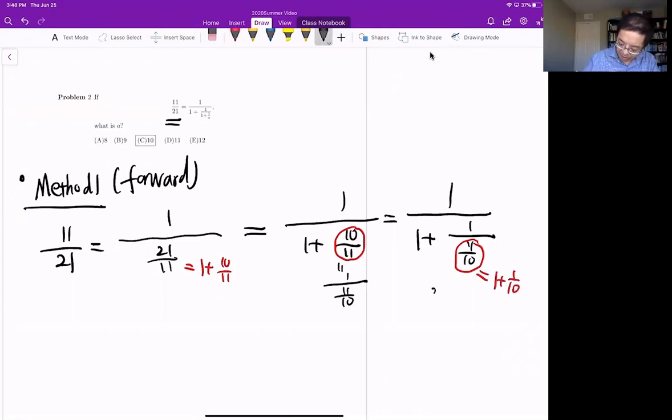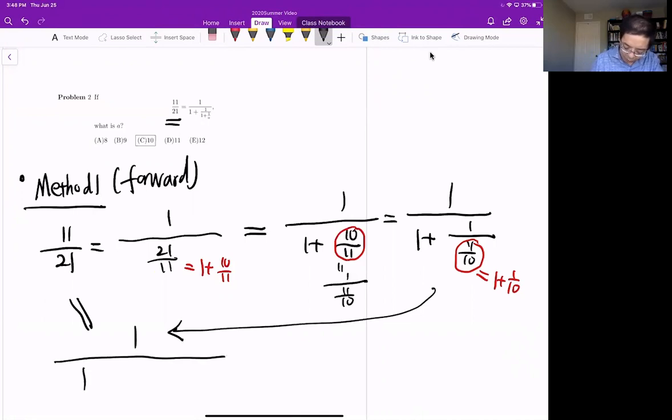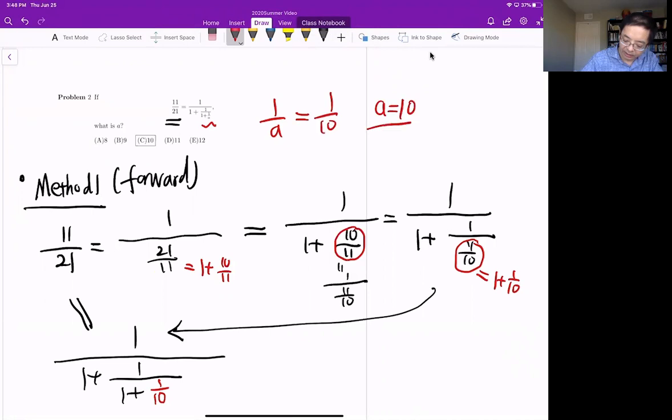All right, so if we summarize, we put everything back, we get this equals 1 over 1 plus 1 over 1 plus 1 over 10. So if you compare what we want right here, 1 over A should be the same as 1 over 10, so A equals 10, right? Okay, so we got A is 10. So this is the forward approach. Here we don't use any algebra. Basically we start from the fraction, find its reciprocal, and split into two parts. One is the integer part and the other one is the fraction part. And that's it, right? All right.